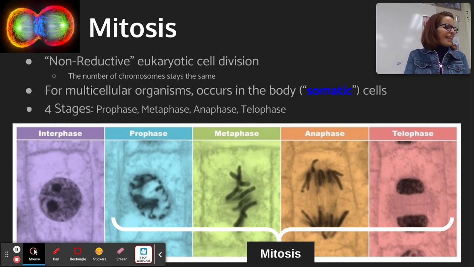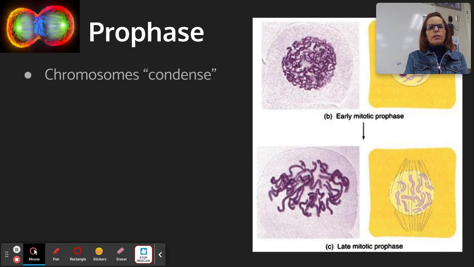Here's an ugly word, non-reductive eukaryotic cell reproduction. That refers to not reducing the number of chromosomes. So in mitosis, when you start with 48 chromosomes and your cell divides, you end up with 48 chromosomes. In meiosis, you end up with 23 chromosomes. So that would be reductive. Meiosis is reductive, whereas mitosis is not reductive.